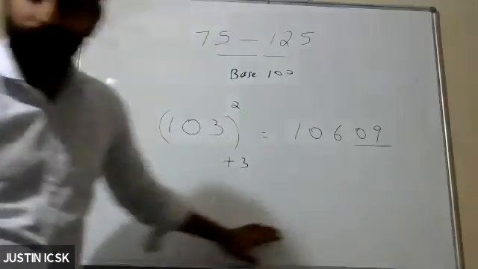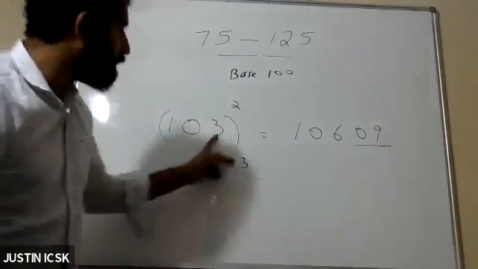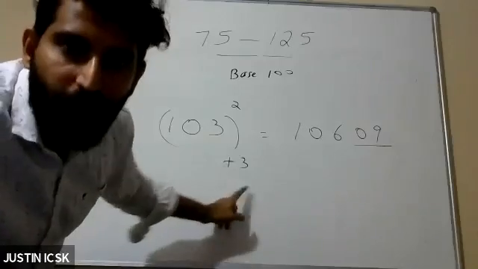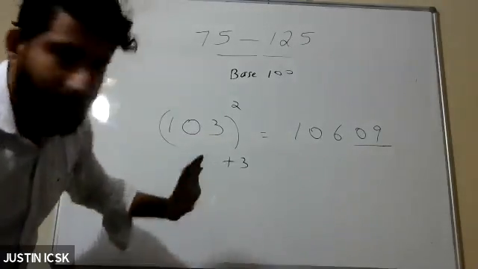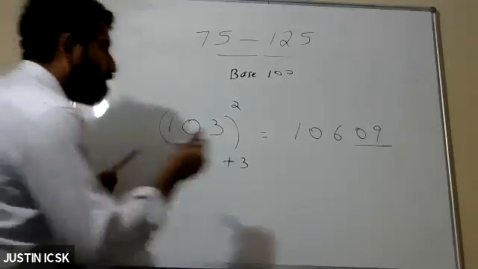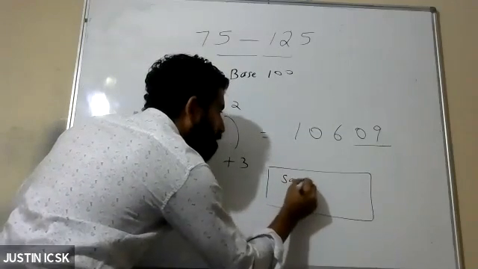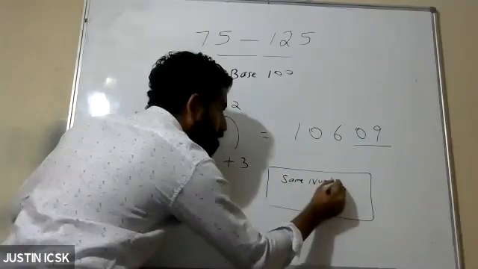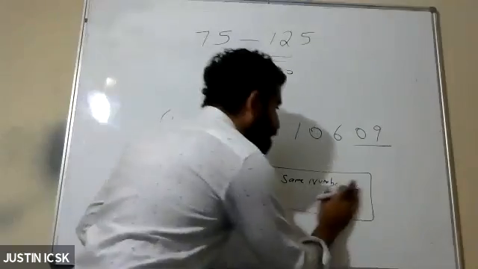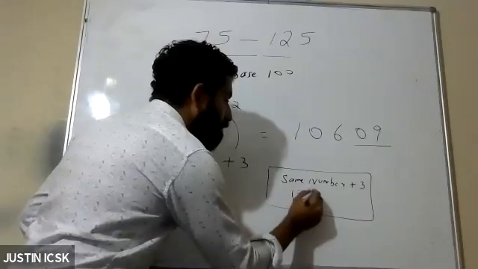Once again I'll explain. Previously it was from 50, here from 100. So 103 means plus 3. The last step is the same, 09. Previously we were doing 25 plus 3. Here don't take 25. Instead of 25, take the same number. So first you add the same number plus 3. Then you take 3 square.